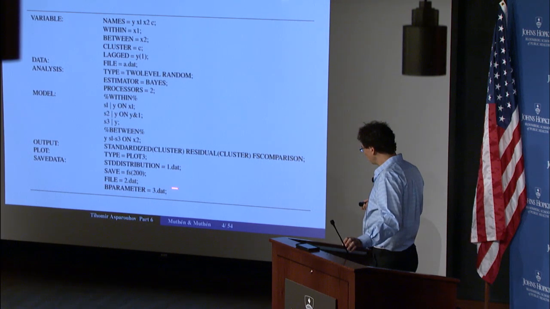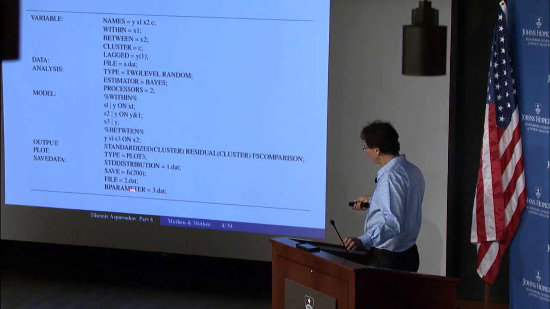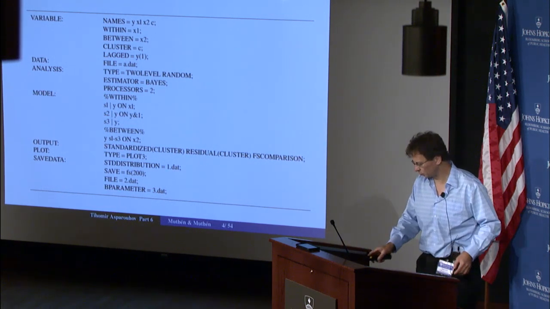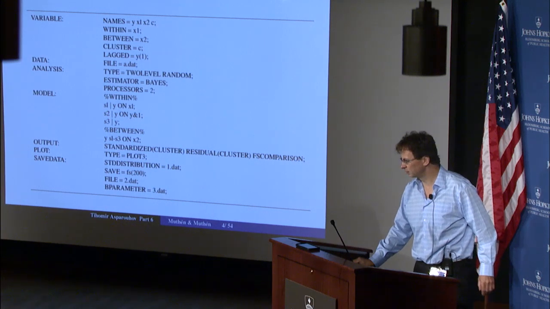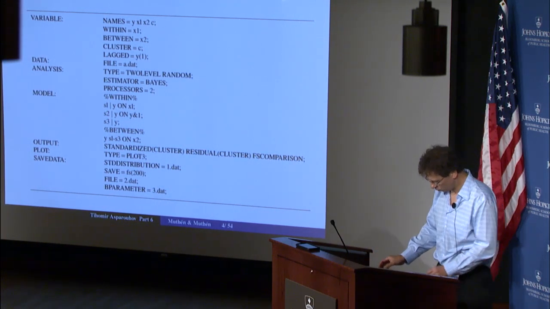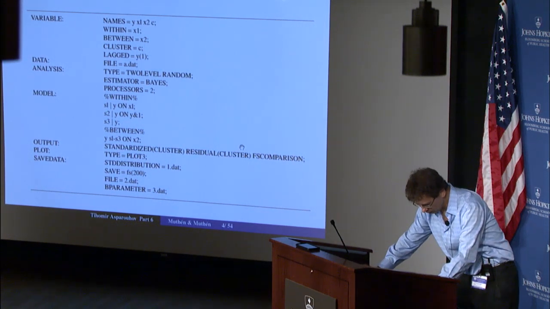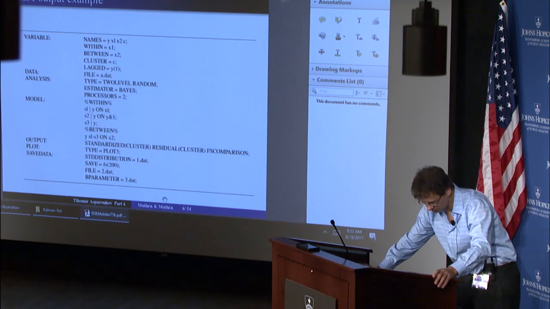And so the other command that I'll illustrate is these B parameters that will produce a file with all the parameters in the Bayesian estimation. So I'm going to switch over here now and do some Mplus runs.